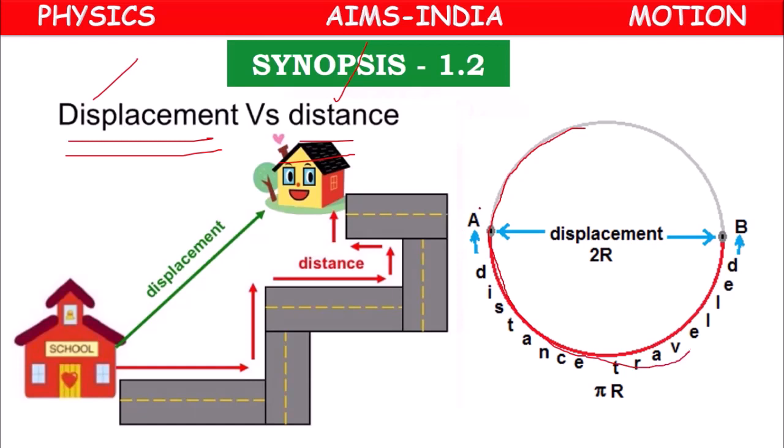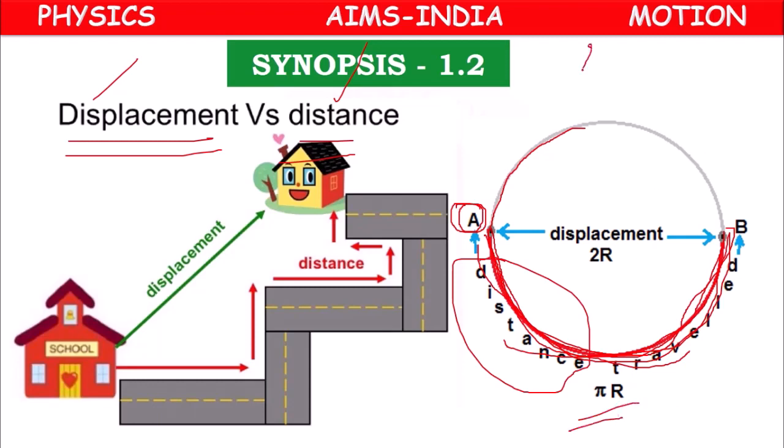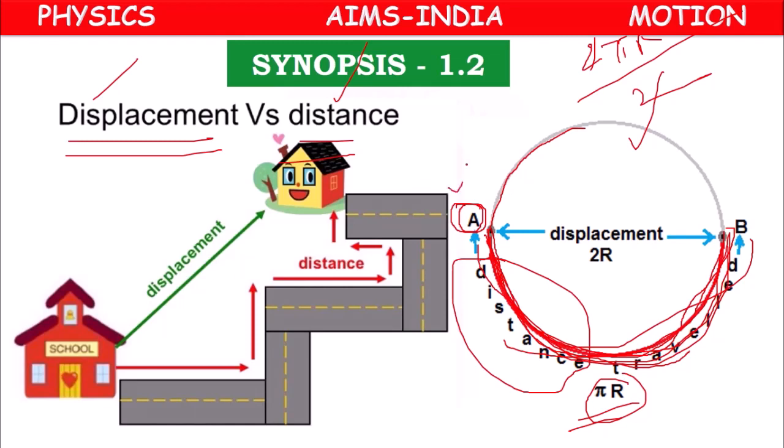If you observe this circle, the journey started from point A. Suppose an object travels from A to B. This is the original curve along which the object is traveling. The length of this curve AB is called distance. The total perimeter of a circle is 2 pi r, but the object has covered only half the circle. So 2 pi r by 2 gives pi r. Pi r is the distance traveled by the object from point A to point B.